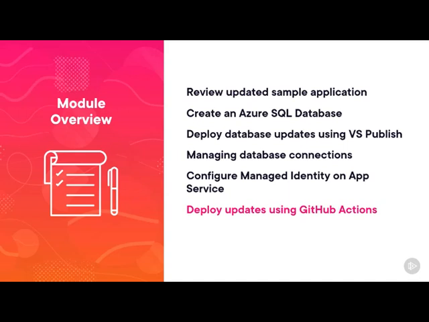Next, you'll see how to configure a GitHub Actions workflow to deploy database changes along with the code by using Entity Framework Core code-first migrations. And finally, we'll modify the deployment to include an approval step after the code is compiled and the SQL script is generated, but before the changes get deployed. So let's start by looking at the updated sample application next.